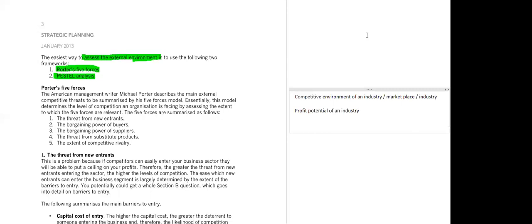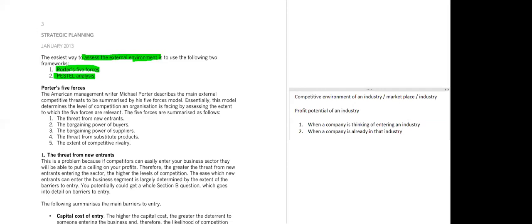And when is this framework used? This framework is used in 2 scenarios. The first scenario is when a company is thinking of entering an industry, and the second is when a company is already in that industry. In both scenarios this framework is used, because when you're thinking of entering an industry, you need to see if that industry has got profit potential, because otherwise maybe you would be wasting shareholders' money. So it is important to analyze whether the industry offers good profit potential or not.